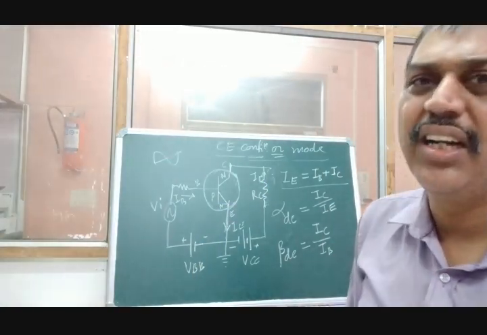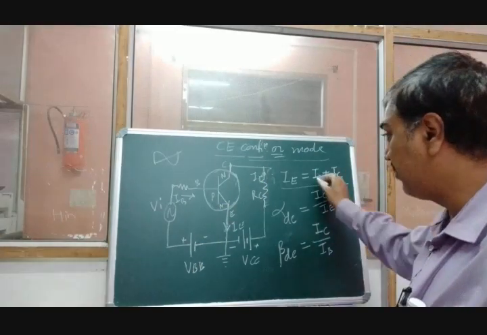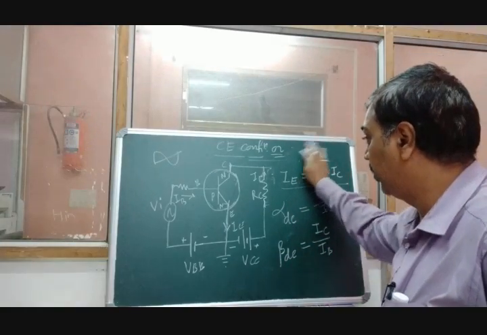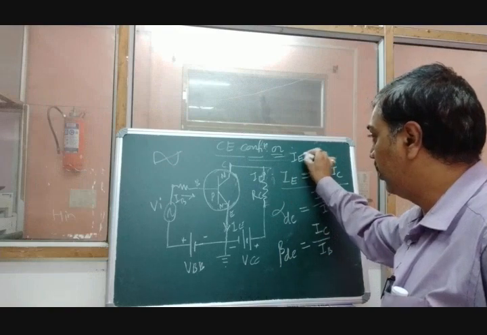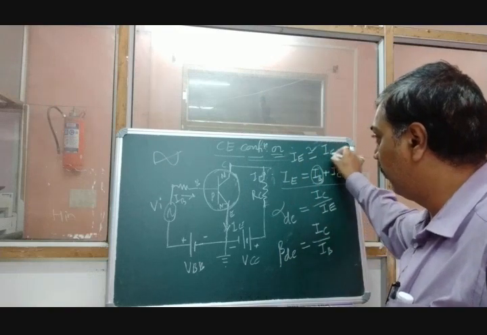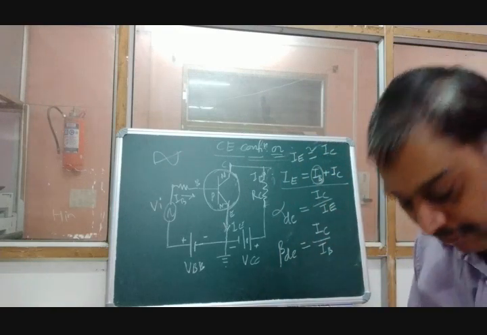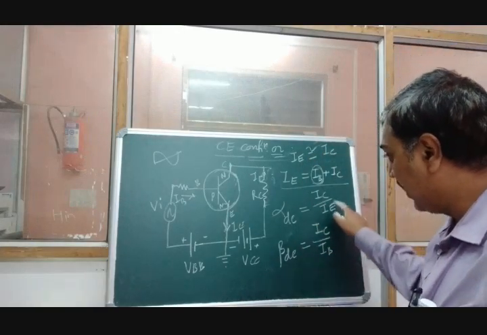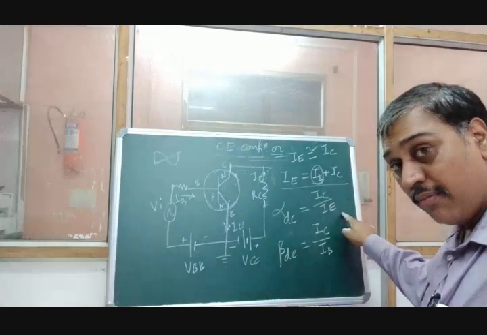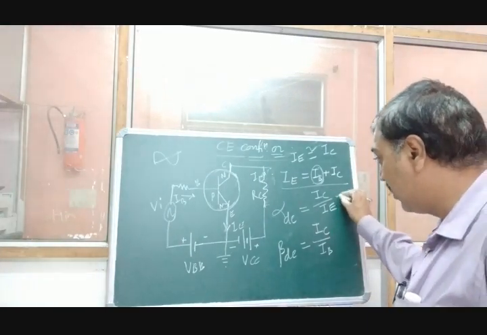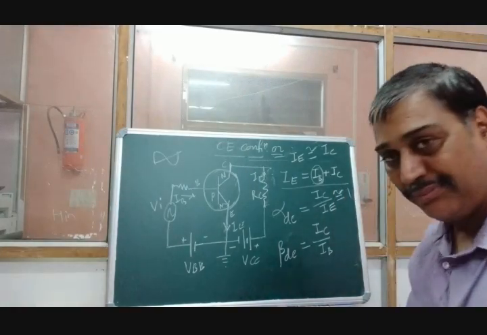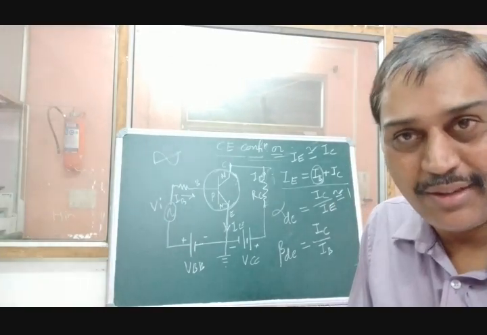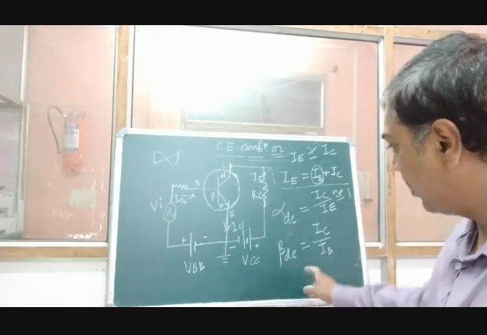Now the one interesting thing to remember, as we know, IB is very, very small. So we can write one equation here: IE is approximately equal to IC. Approximately, if you neglect IB because it is very small, then IC and IE both are the same. So what should be the value of alpha DC? Approximately it is 1, and it is always less than 1. Okay, alpha DC.